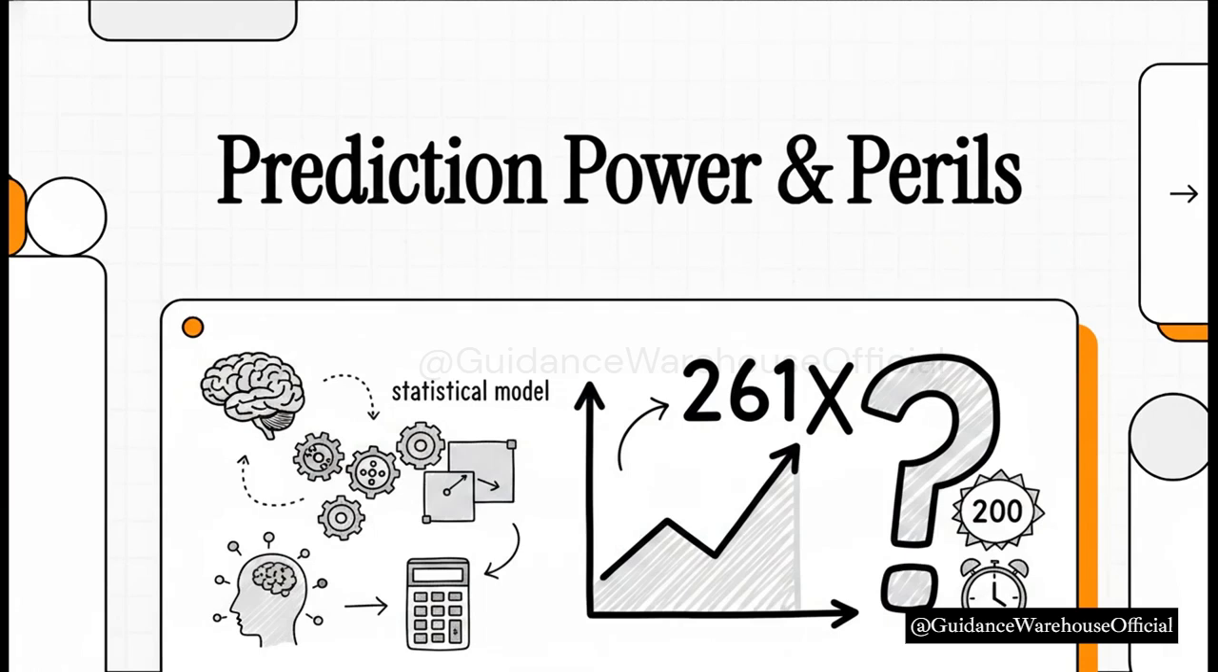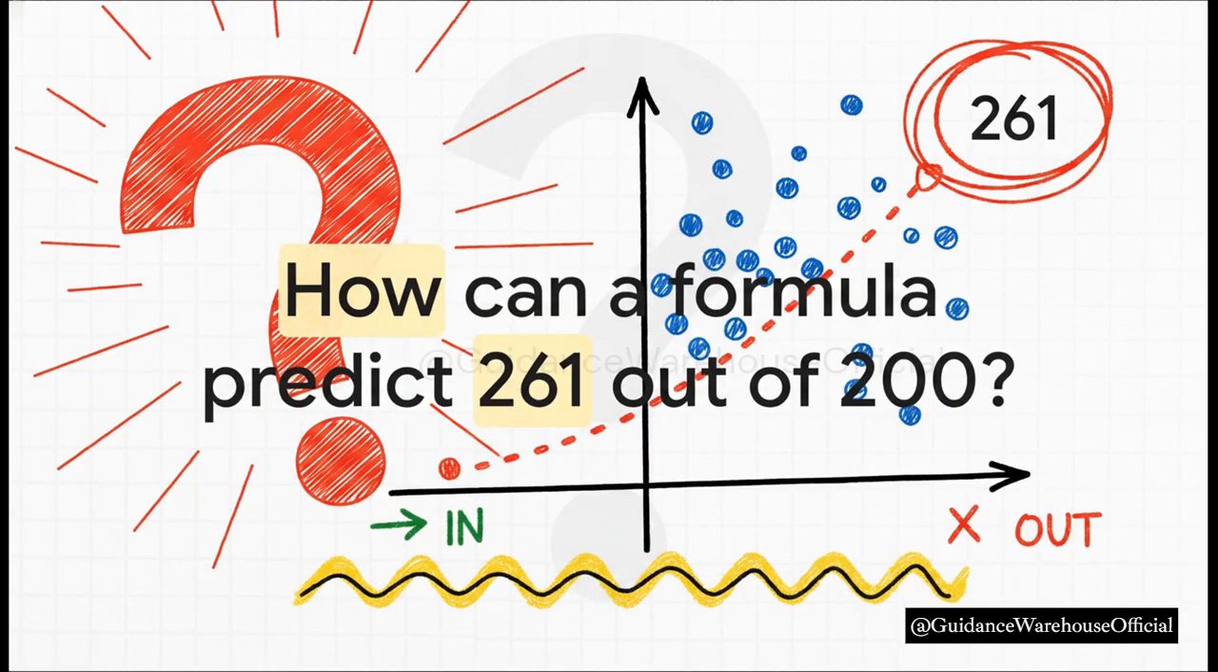Imagine this. You've got a fancy statistical model, a mathematical formula designed by actual experts to predict final exam scores based on a student's past performance. You plug in a student's data, hit calculate, and the model confidently predicts they're going to score a massive 261 on their final exam. There's just one tiny, gigantic problem. The final exam is only out of 200 points. So how exactly does a perfectly valid math formula spit out an entirely impossible result?